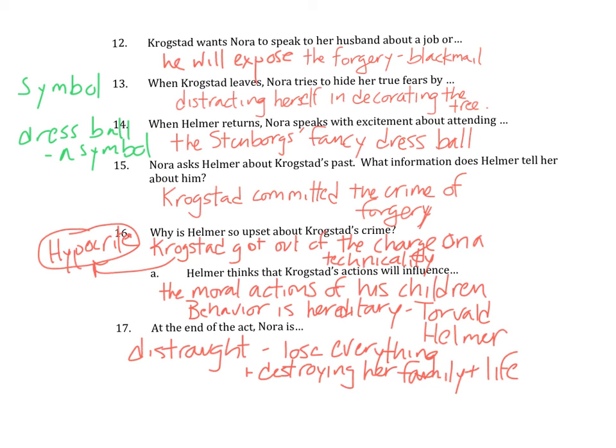At the end of the act, when Nora hears this, as much as she's excited about going to the ball, she is distraught. She's upset because if that forgery that Krogstad knows she committed ever comes out, she could lose everything, and her family life and the life that she knows could be destroyed. So now we have this building up of suspense. Is the truth going to come out? And what's going to be the reaction of her husband? Is he going to protect her from this? Or is he going to be really upset and ruin her life? So that's the end of Act 1.